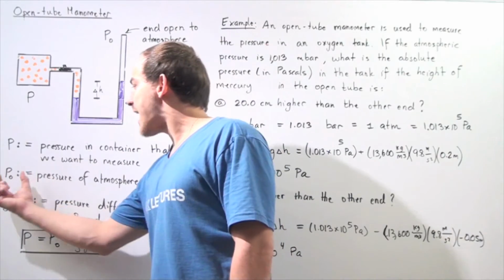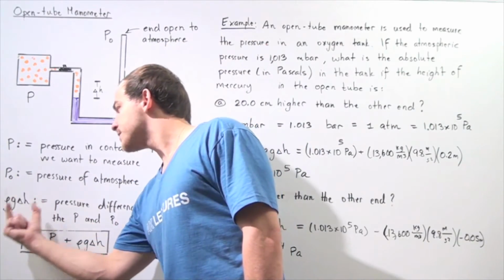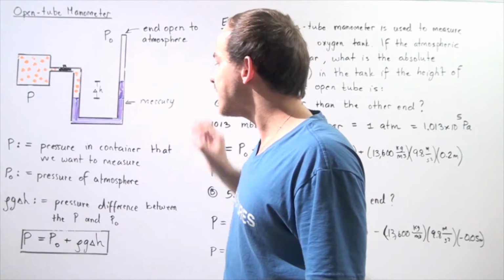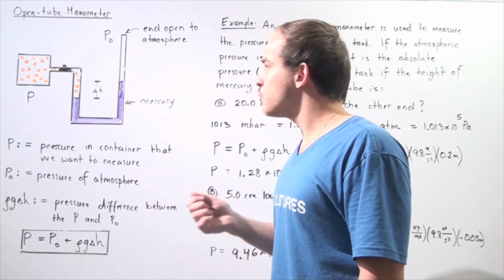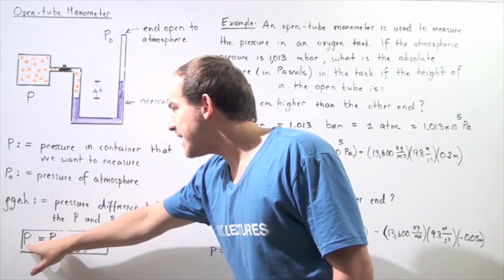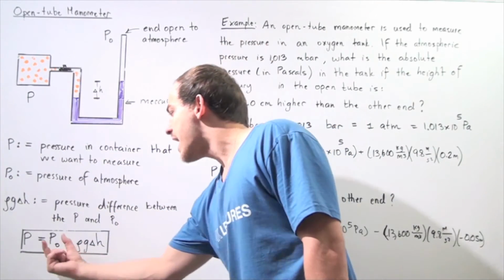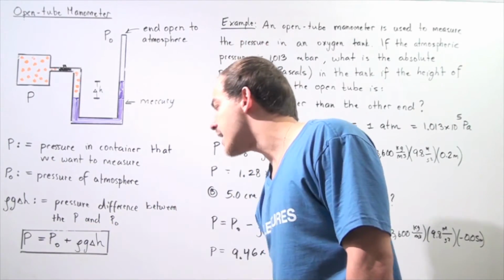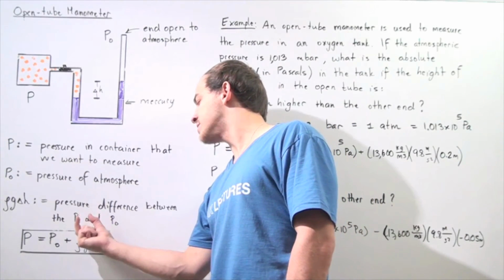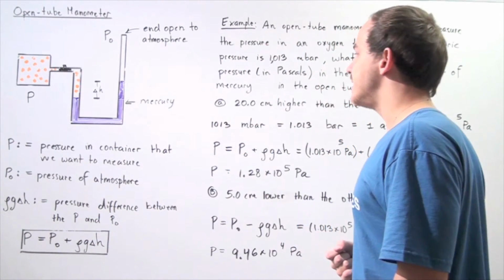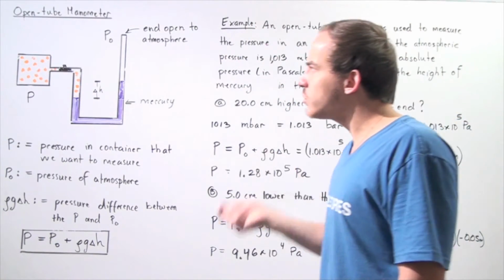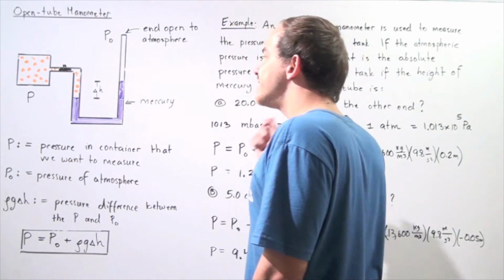So using this atmospheric pressure and the difference in pressure between these two areas as calculated by this section, we can use the following equation to actually calculate what the pressure inside our container is. So the pressure inside the container P is equal to our atmospheric pressure P0 plus our change in pressure due to this quantity. So our density times the gravitational constant times the change in height.